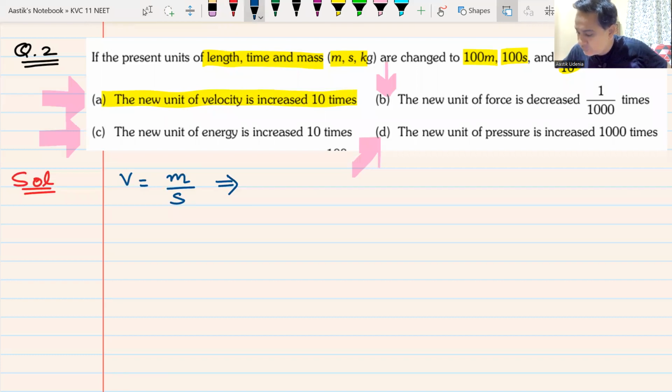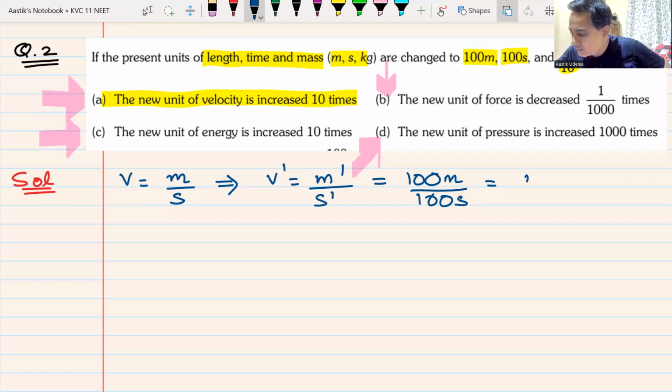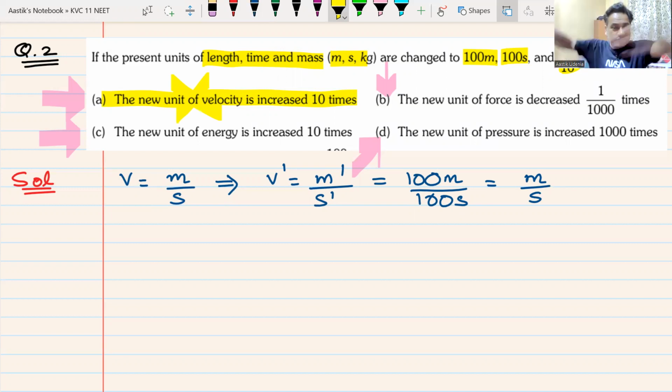I move on to step 2. My new velocity v dash will be meters dash by second dash. That will be new meter is 100 meters, new second is 100 seconds, and 100 and 100 get cancelled. So my new velocity is meter per second. That is the same velocity. Option number 1 says it has increased 10 times. That is definitely not the right answer. Therefore, option number 1 goes down the drain. This is absolutely wrong. Everyone got this?